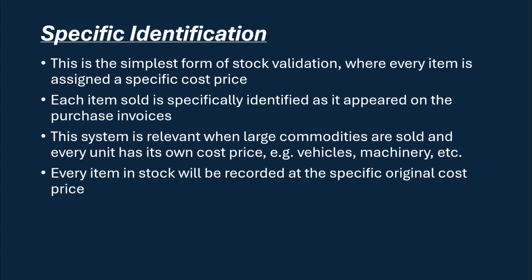Then now, this method is relevant when large commodities are sold and every unit has its own cost price, things like your vehicles and machinery. So this one actually explains itself, right? Then this one also comes back again and says that every item in stock will be recorded at the specific original cost price. I think it goes hand in hand with the second point, that it will be sold at the original cost price that you would see. So I hope that makes sense right there.